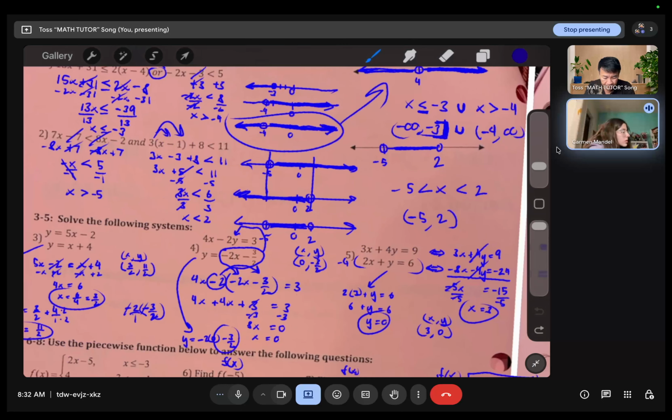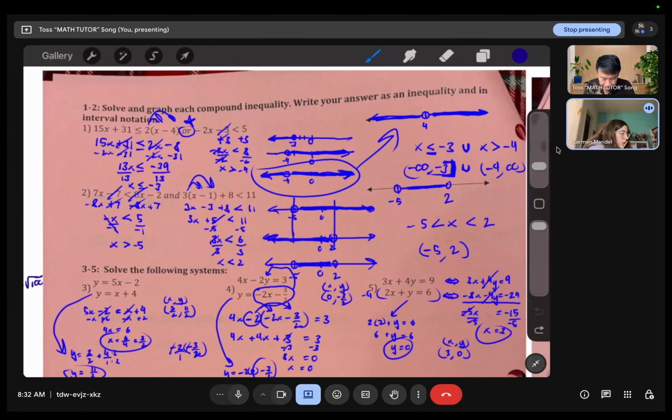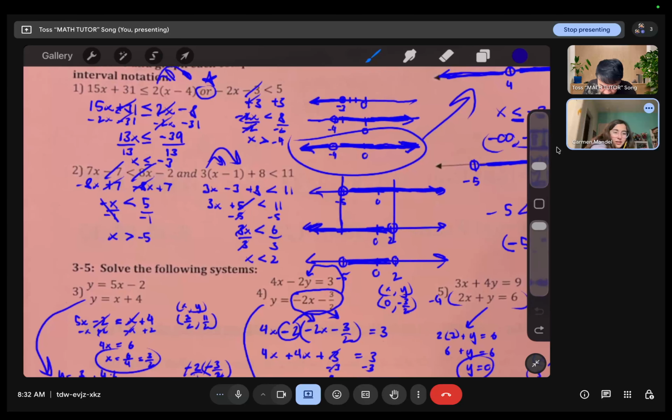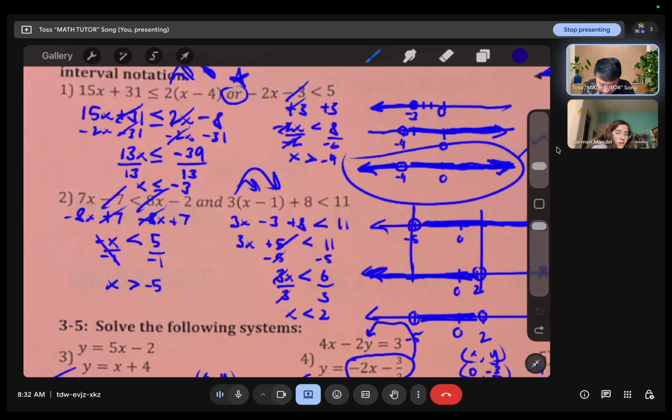The only question I had while doing this is that for number 2, the answer key said rather than x is greater than -5, it said x is greater than -4. I thought that was just an error, but I was confused because I got -5 too. Let me see. I think they made a mistake.